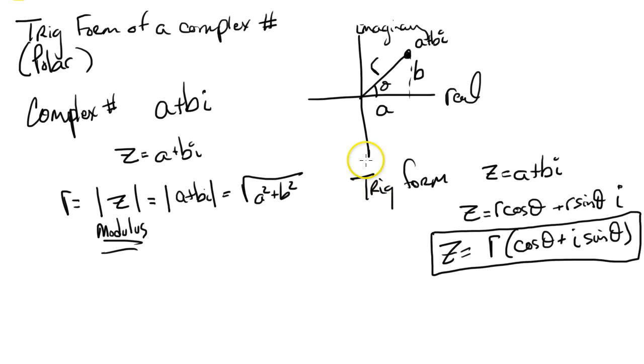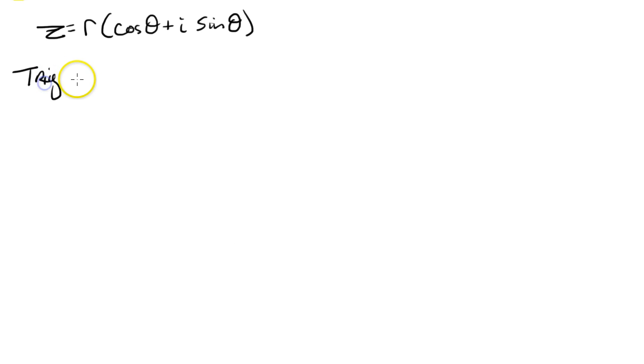So let's try a problem with this. All right, so let's try a problem. So let's write down our little formula. So z equals r parentheses cosine theta plus i sine theta. And so let's find the trig form of 1 minus rad 3i. This is question number 1. Okay, so we're going to find it in degree form and in radian form. And we're going to realize we're going to do a lot of radians.